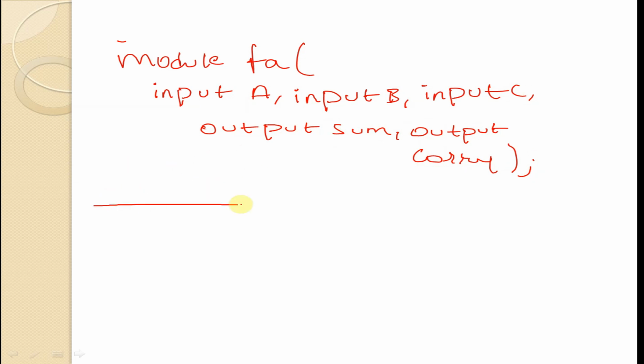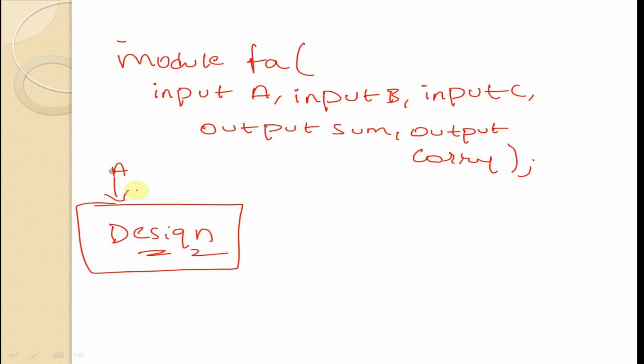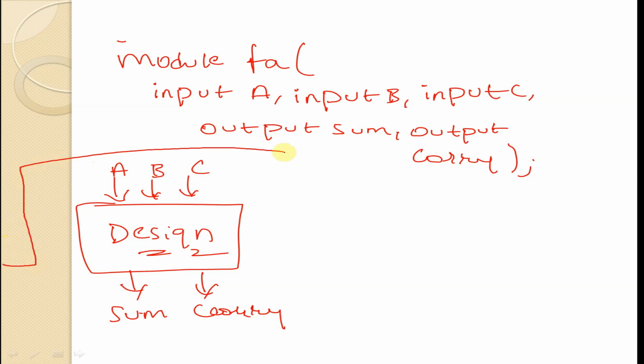So what happens is there will be our design. In synthesis our design will be created, and for this the inputs are A, B and C, and the outputs are sum and carry. And if we write a test bench for this design, then our TB will communicate with this input and output ports.